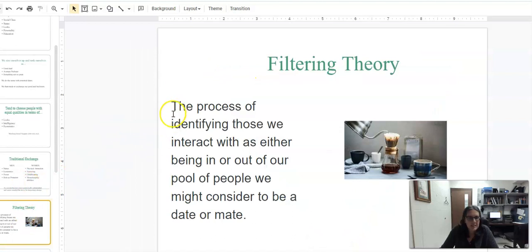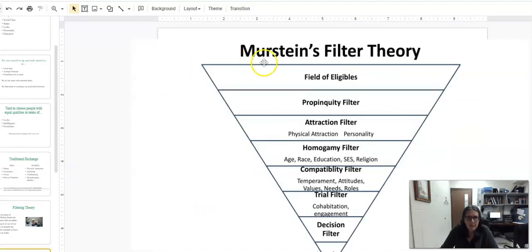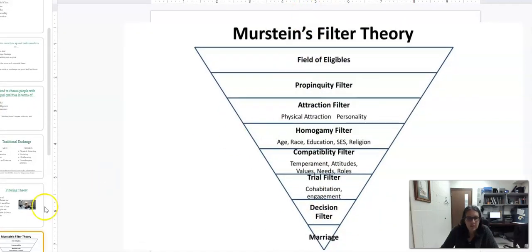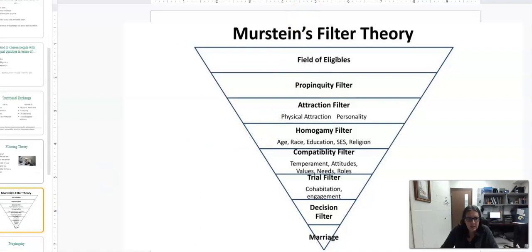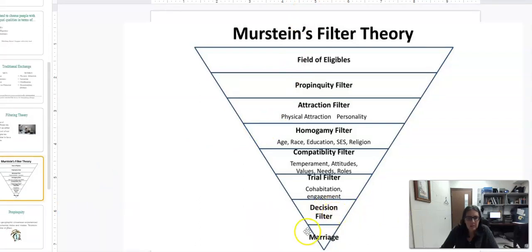Going back, the process of identifying those we interact with as either being in or out of our pool of people we would consider to date. We have Murstein's filter theory, so we have like the whole filter of eligible people, within like who is eligible to date, like the proper age range or whatever it is. Okay, the proximity filter, attraction filter, homogamy, compatibility trial, decision filter, and then if you notice on the bottom, it shows marriage, but some people choose not to get married too, so that's always like just committed long-term relationship is fine too.